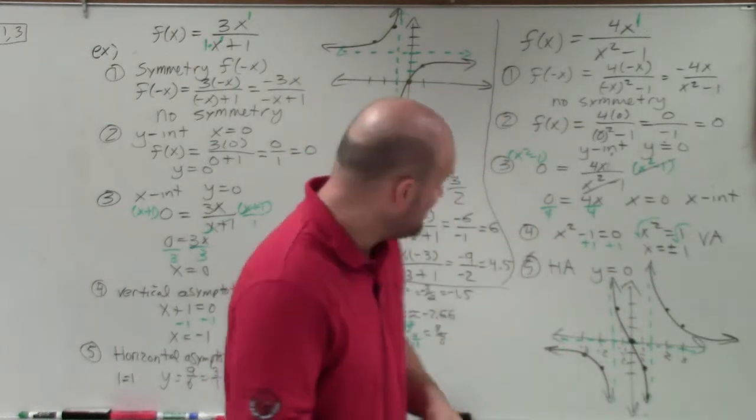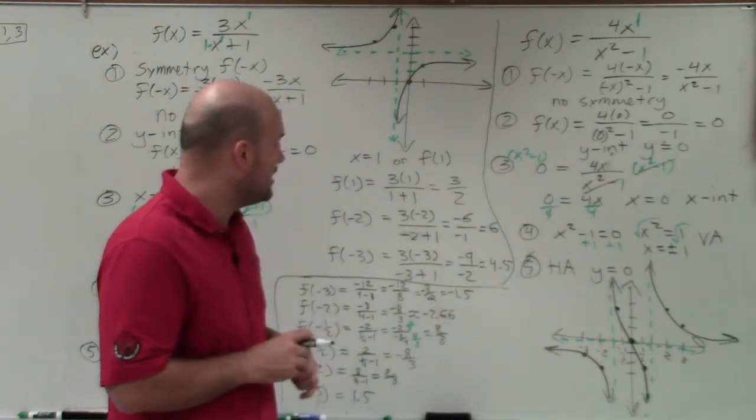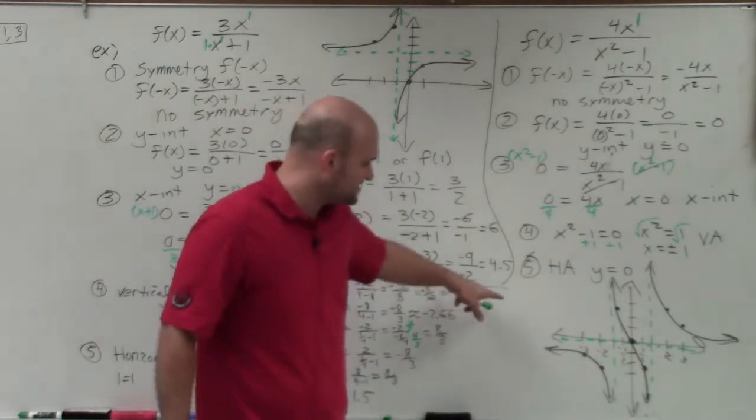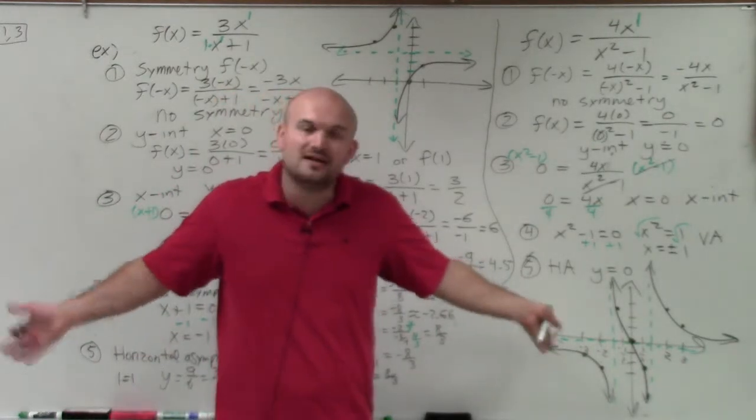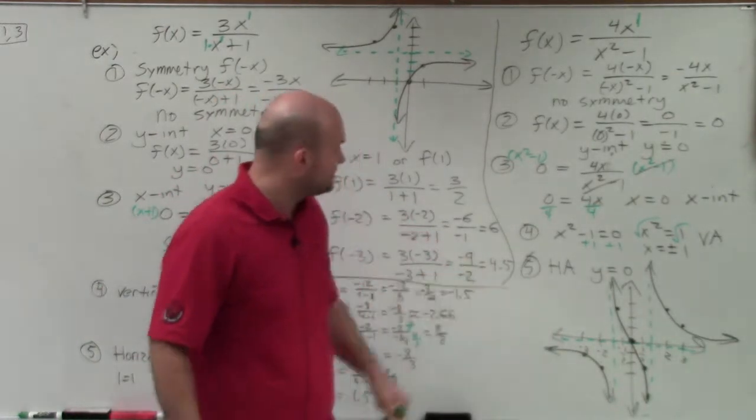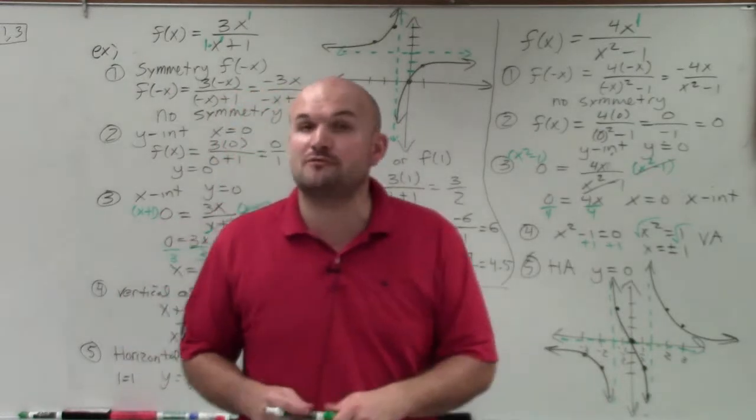So there you go, ladies and gentlemen. That is how you use your 7 steps. Step number 6 would be choosing points, which is right here, and step number 7 would be connecting so they approach the asymptotes. I didn't write those down, but that's how you use your 7 steps to graph rational functions.